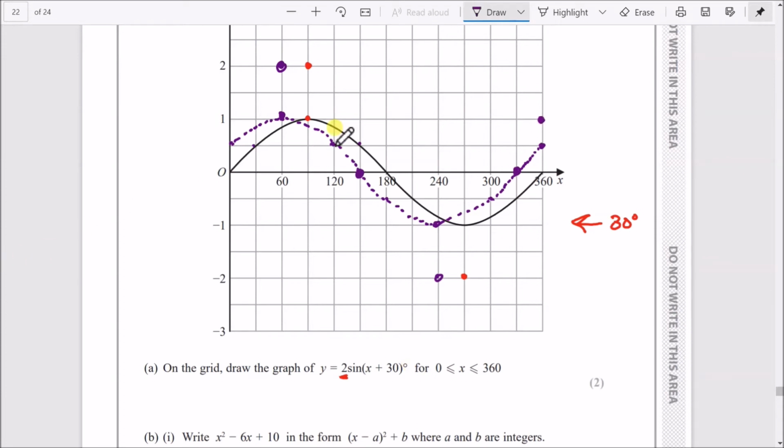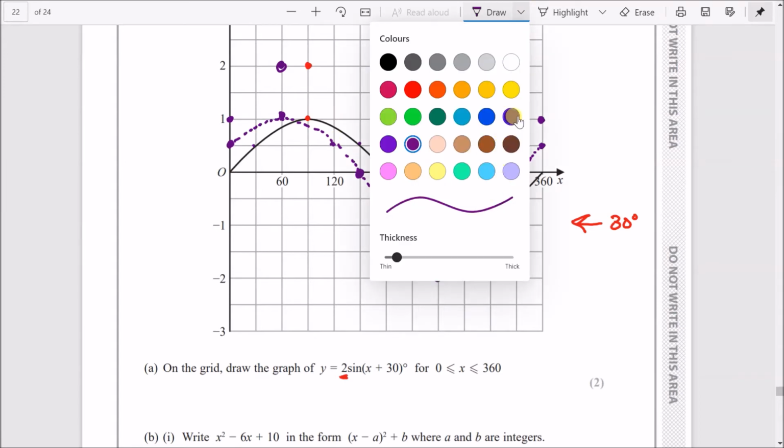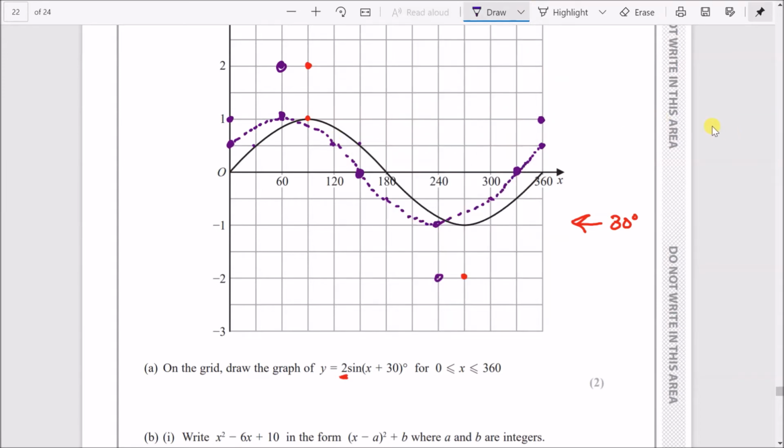So let's try and plot this, yeah. And oh yeah, last one. This peak over here shoots up to here. So yeah, let's just have a go. So if I'm going to do this right now, I'm going to connect all the purple dots. So it's going to look like this.